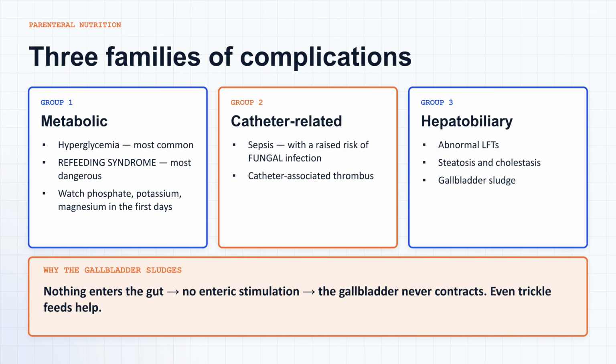Third, hepatobiliary: abnormal liver tests from steatosis and cholestasis, and gallbladder sludge. That last one has a specific cause: the lack of enteric stimulation. Nothing is entering the gut, so the gallbladder never contracts. Even trickle feeds help. One last point. Start with modest calories in a malnourished patient. Overfeeding is what precipitates refeeding syndrome.